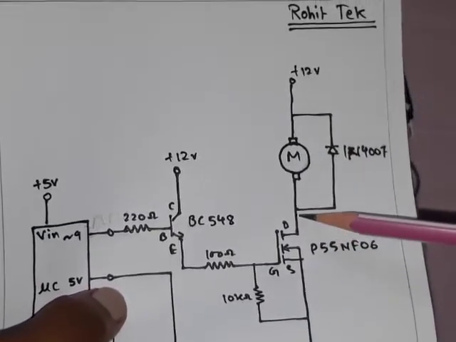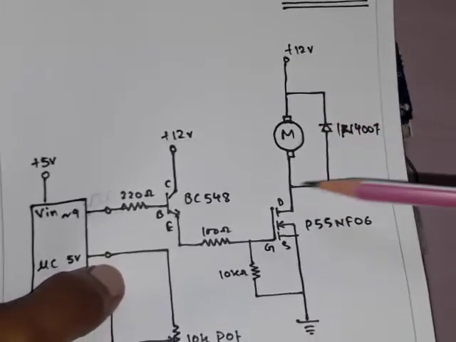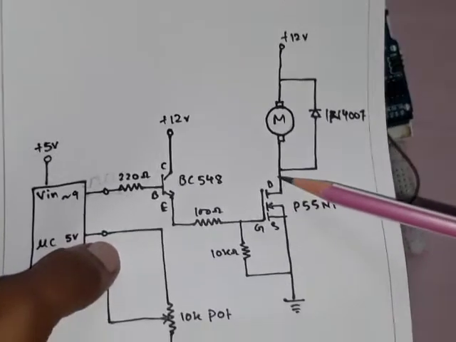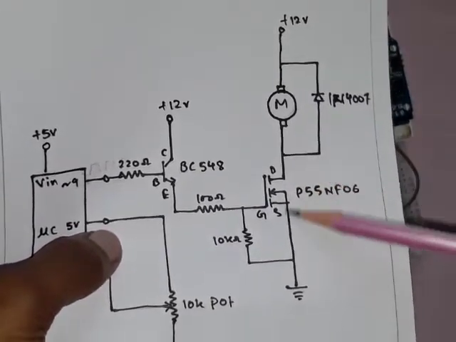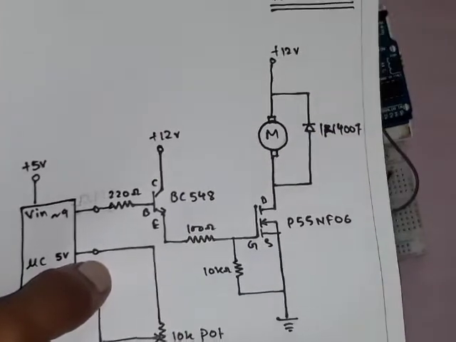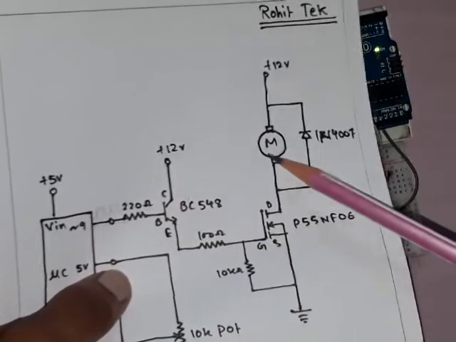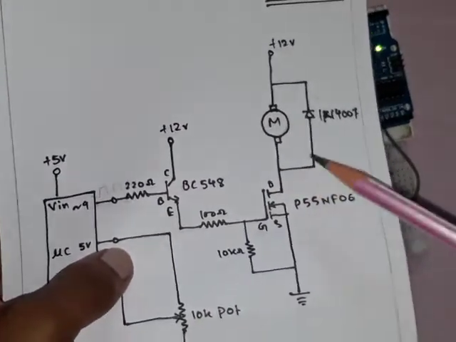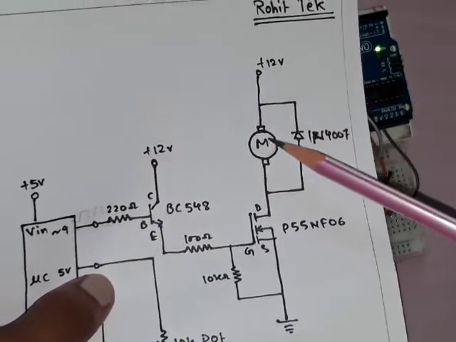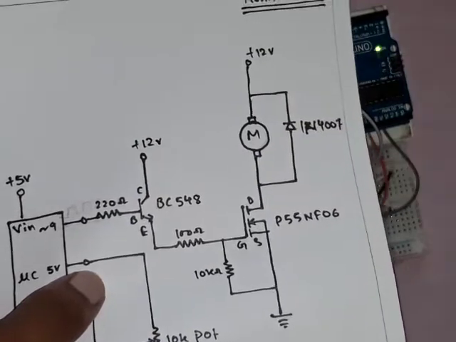With this MOSFET, this motor is connected in series. So as the drain to source voltage gets varied, the voltage across this motor also gets varied. So we know that the speed is directly proportional to the supply voltage. So when the supply voltage decreases, the speed also decreases, or when the supply voltage increases, the speed also increases.